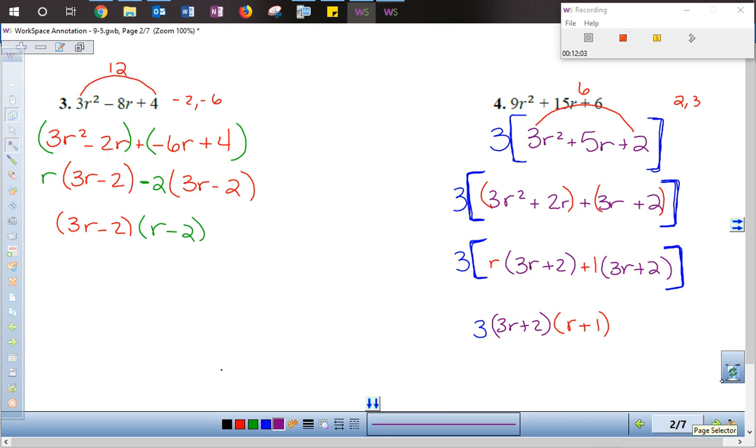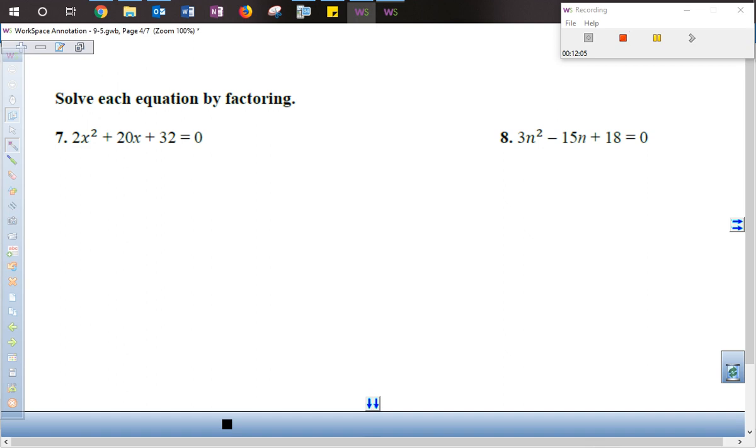Okay, next we're going to skip down to number 7. On number 7, it says solve each equation by factoring. Here's where we start to solve, so we need to make sure that we have our answers in set brackets when we finish. So on 2x squared plus 20x plus 32 equals 0, the first thing that I look for is the greatest common factor.